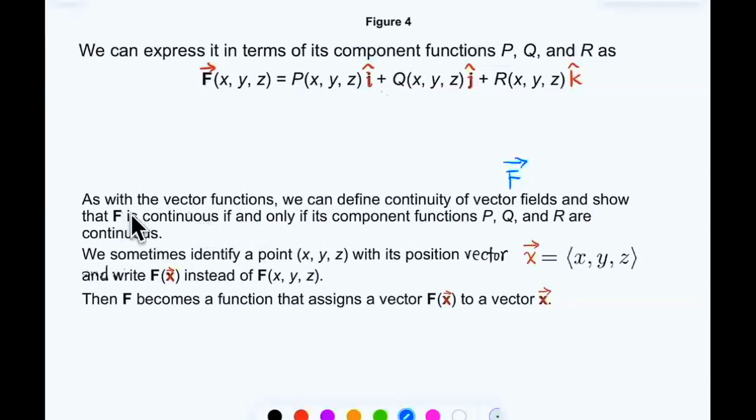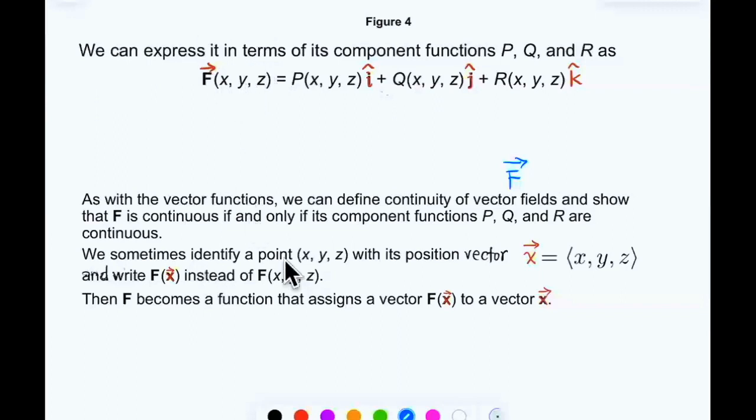Well, the vector field F here is continuous if and only if its component functions P, Q, and R are continuous. Which makes sense, right? If each component function here is continuous, then the vector field will be continuous.